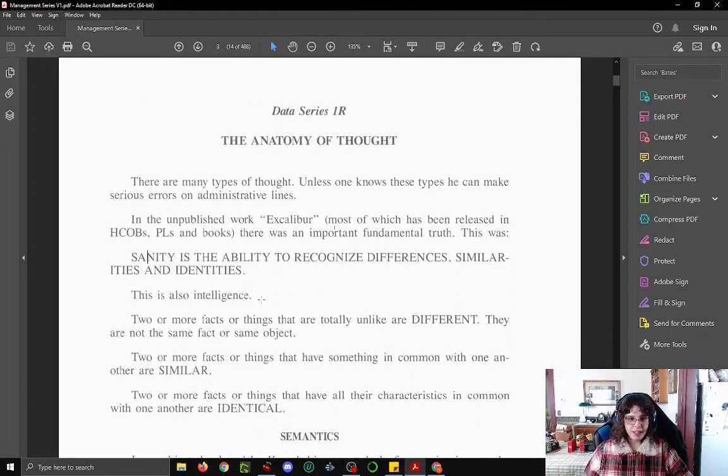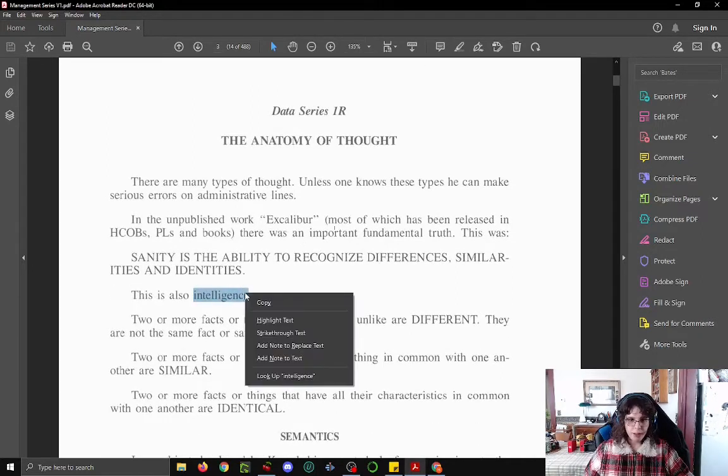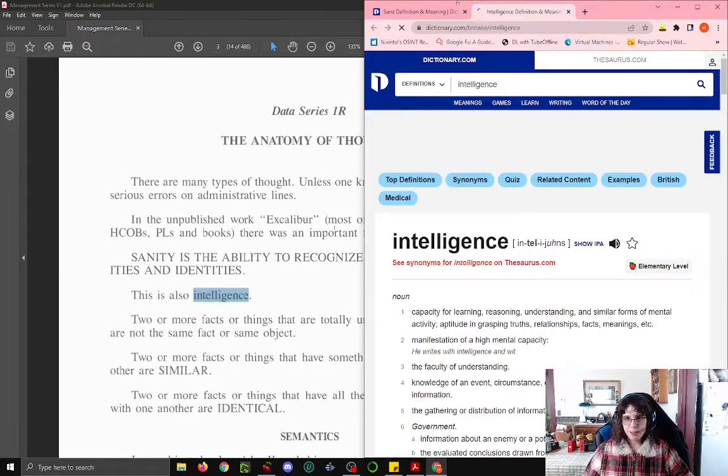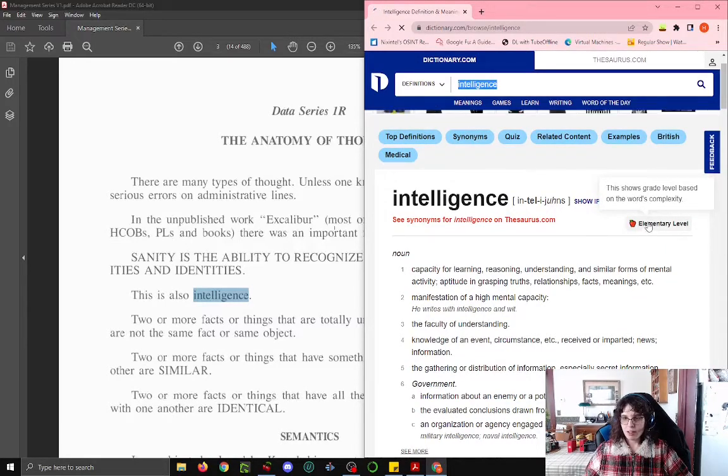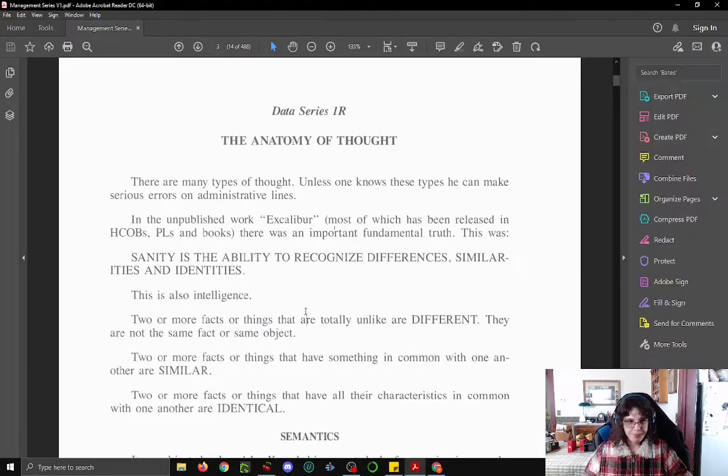This is also intelligence. Great, you're going to make me clear the word intelligence. Capacity for learning, reasoning, understanding, and similar forms of mental activity, aptitude in grasping truths, relationships, facts, meanings, etc. Sanity is the ability to recognize differences, similarities, and identities. This is also intelligence. Again, I think it's a small part of intelligence, not the whole thing.